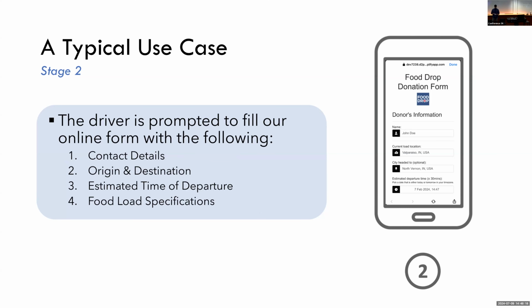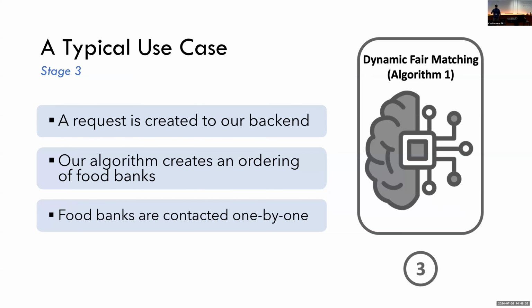He will fill in a form with relevant information regarding his contact details, the origin and destination, estimated time of departure, and food load specifications. And here you can see a screenshot from the form that's being used today. And once they press submit, this will create a request to our backend, which is currently hosted in AWS. And this will initiate our dynamic fair matching algorithm, which will create a fair ordering of food banks. I will discuss later what fair means in this setting.